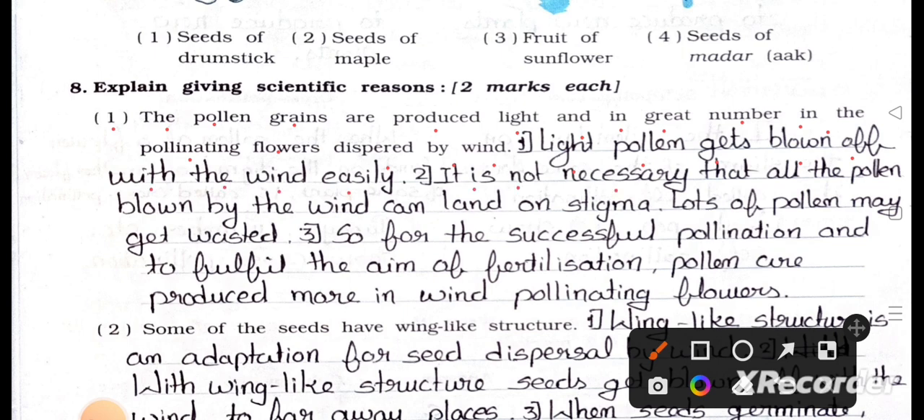It is not necessary that all the pollen blown by the wind can land on the stigma. Lots of pollen may get wasted. So, for successful pollination and to fulfill the aim of fertilization, pollen are produced more in wind pollinating flowers.